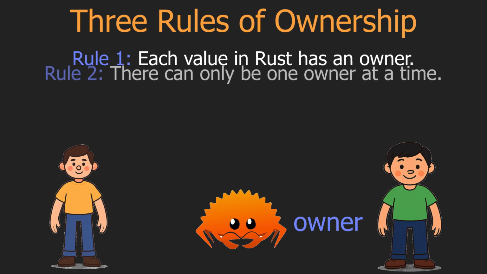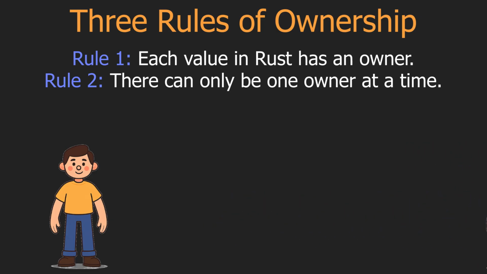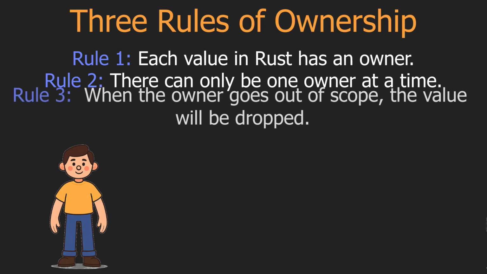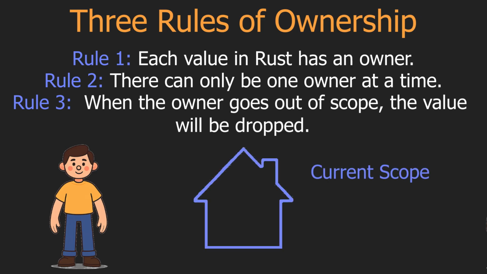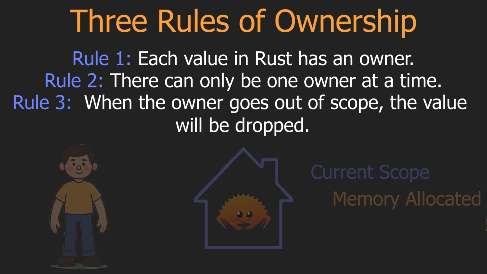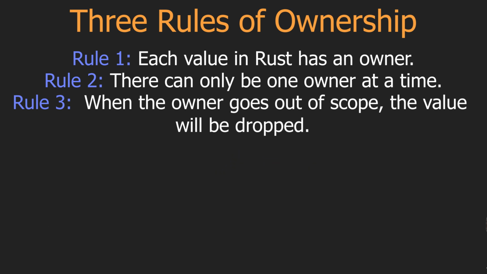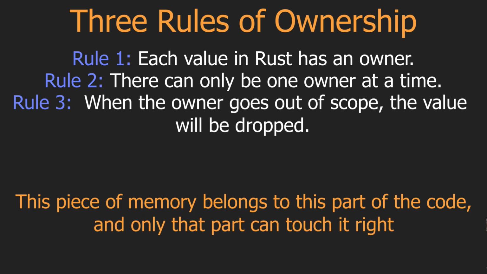So that is rule number two. There can only be one owner at a time. If the friend leaves your home with the toy, that means the toy doesn't exist in your home anymore. So it is gone. That is rule number three. When the owner goes out of scope, the value will be dropped. Here, your home is the scope in your program, and the toy is the memory allocated in the current scope. So that's ownership in Rust. It's just a way of saying this piece of memory belongs to this part of the code, and only that part can touch it right now.